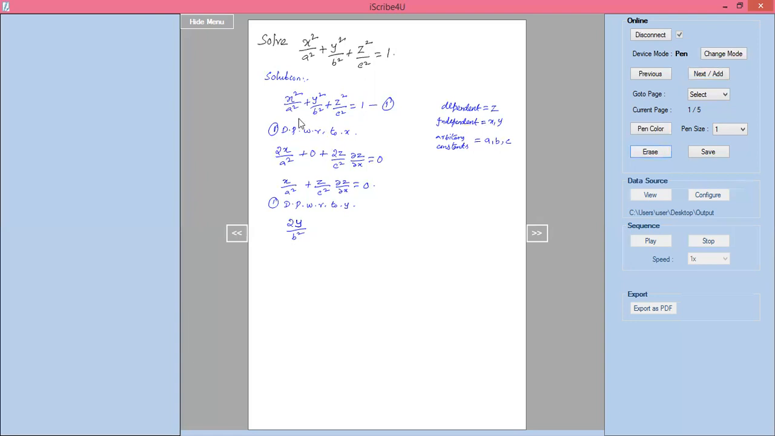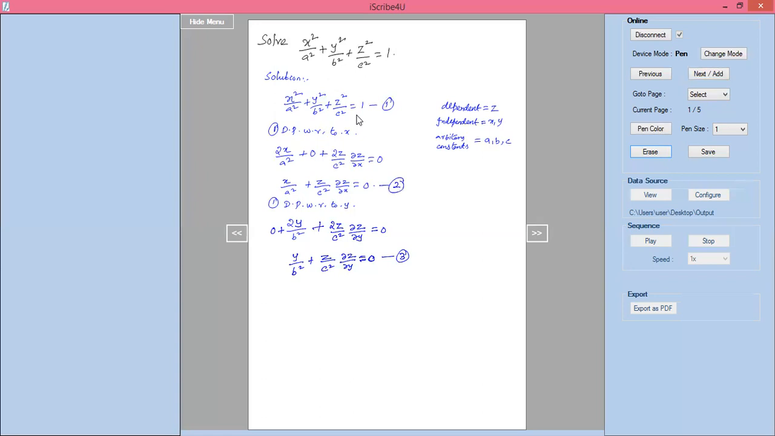If you want, you can put 0 plus 2y by b square. Next, differentiation of z square is nothing but plus 2z by c square into dou z by dou y equal to 0. This only will write y by b square plus z by c square into dou z by dou y equal to 0. This one I'll take as equation number 3, and this equation should be equation number 2.